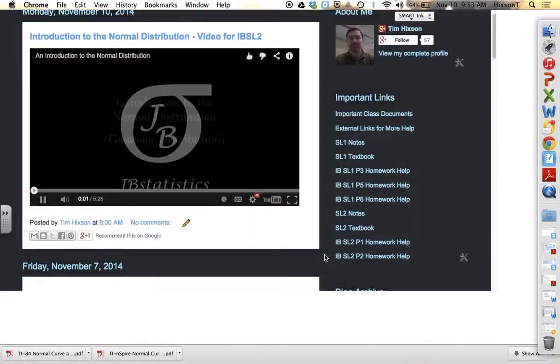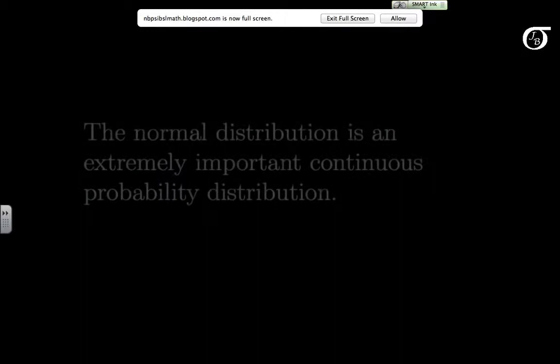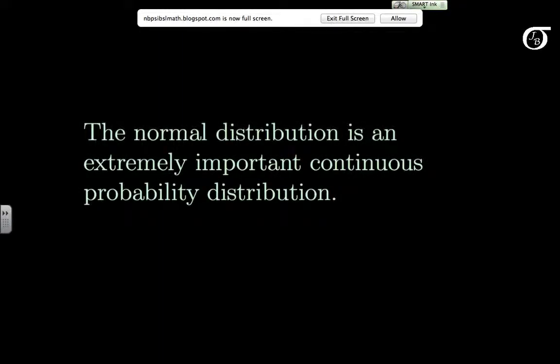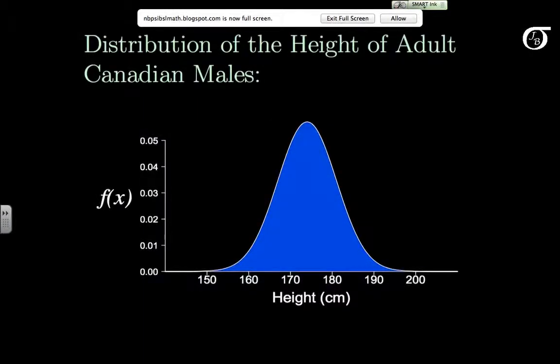Let's look at an introduction to the normal distribution, also known as the Gaussian distribution. The normal distribution is an extremely important continuous probability distribution that arises very, very frequently in theory and practice. Here I've plotted out what is approximately the distribution of the height of adult Canadian males. And this, what we see here, is a normal distribution. This is our variable down here, and f of x is what we call the probability density function, which gives the height of the curve at point x.